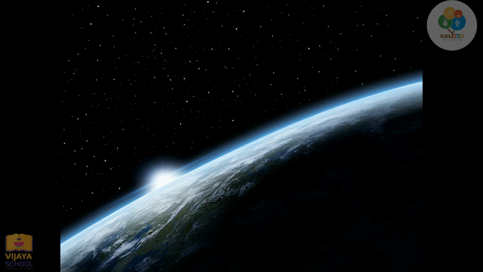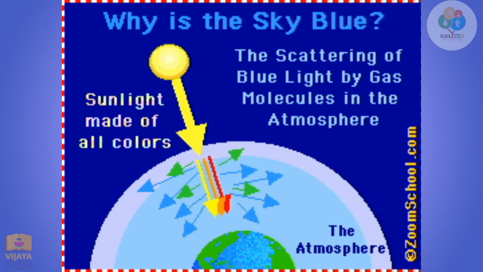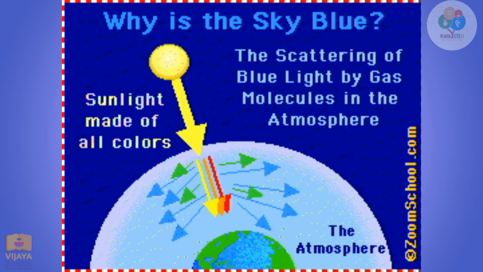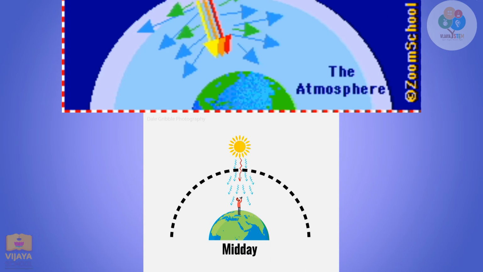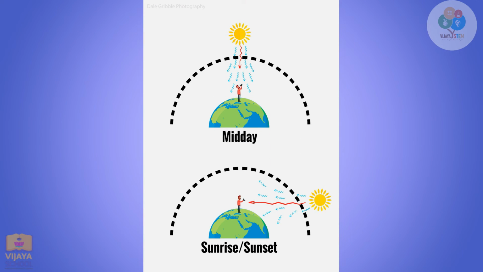Rather than coming straight to our eyes from the sun, sunlight is scattered in all directions by the atmosphere. Blue light is scattered most, meaning that it comes to our eyes from everywhere in the sky. Therefore, the sky looks blue. Yellow and red light are scattered least, so we usually see a yellow sun and sometimes a red sun.